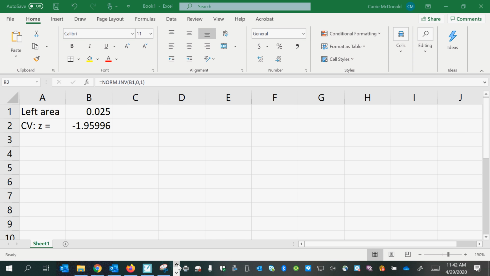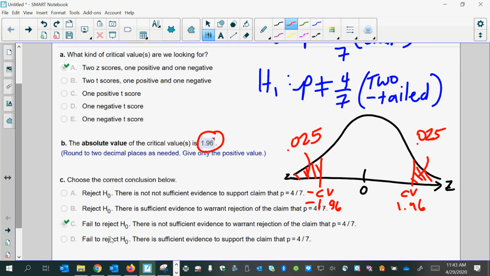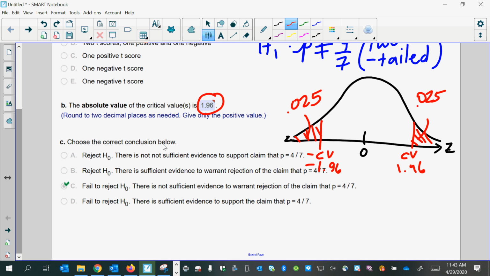Okay, let's go back and see what else we have in this question. Choose the correct conclusion below. Either reject the null and there is not sufficient evidence to support the claim, reject the null and there is sufficient evidence to warrant rejection of the claim, fail to reject the null hypothesis, there is not sufficient evidence to warrant rejection of the claim, or fail to reject, there is sufficient evidence to support the claim.